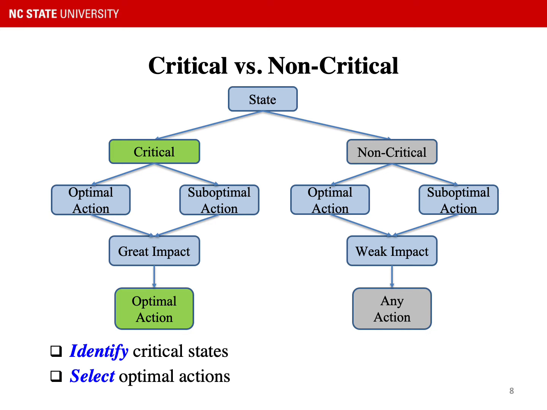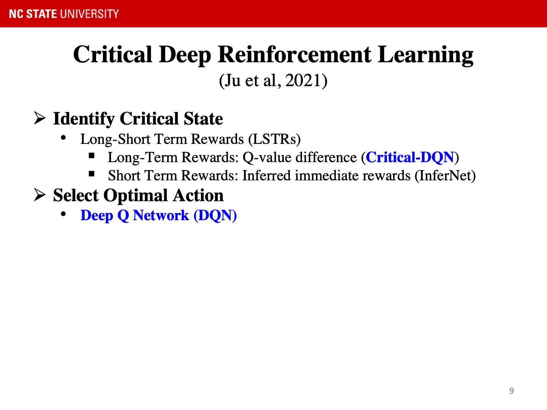To do so, we leveraged a critical deep reinforcement learning approach. In this critical deep reinforcement learning approach, we use long short-term rewards to identify critical states and a deep Q network to select optimal actions. More specifically, in the long short-term rewards, the long-term reward is the Q-value difference from the critical DQN policy, while the short-term reward is the inferred immediate reward from the InferNet model.